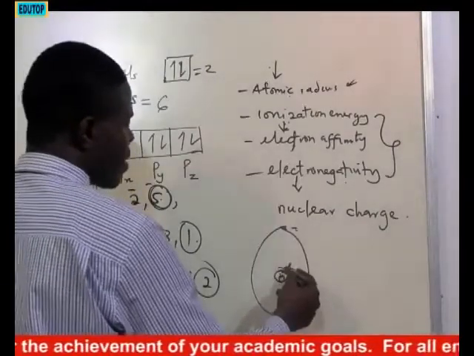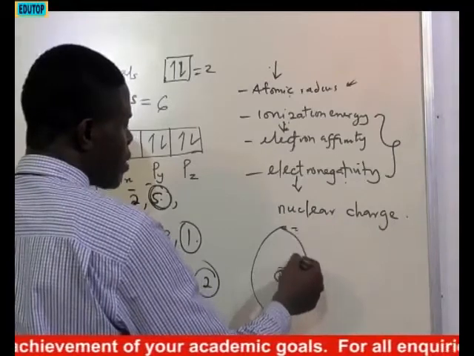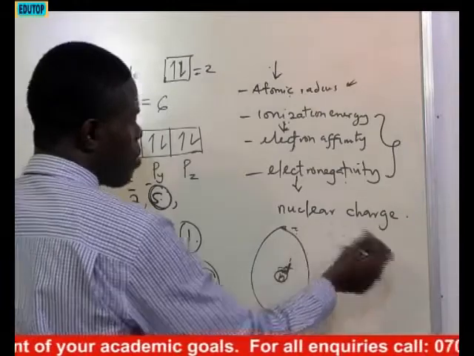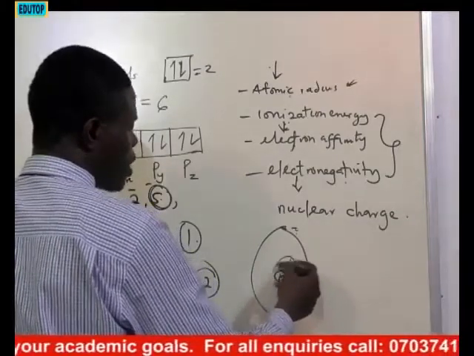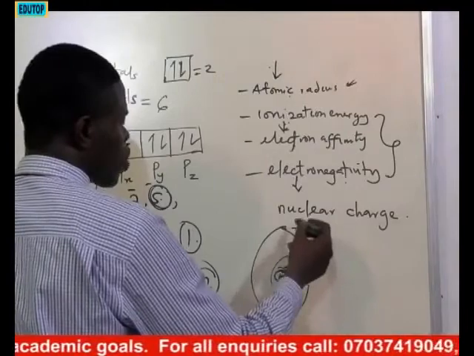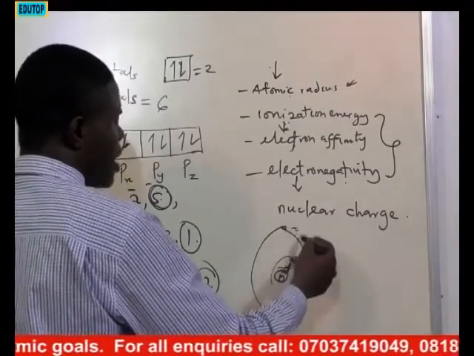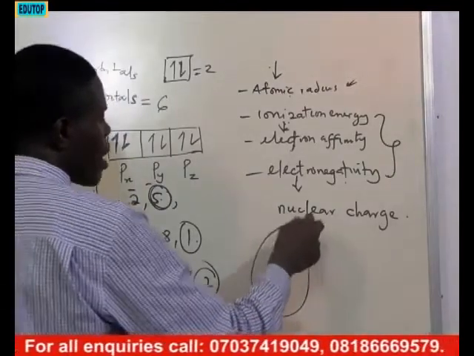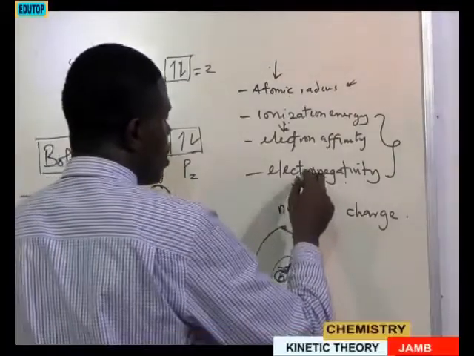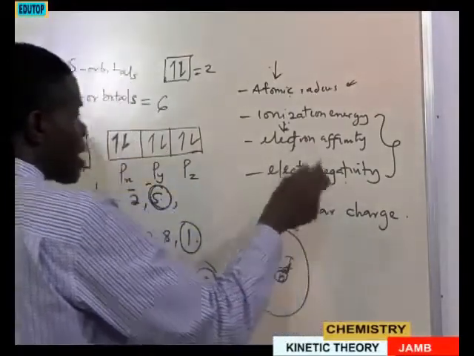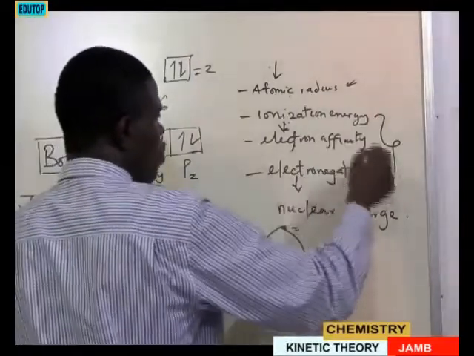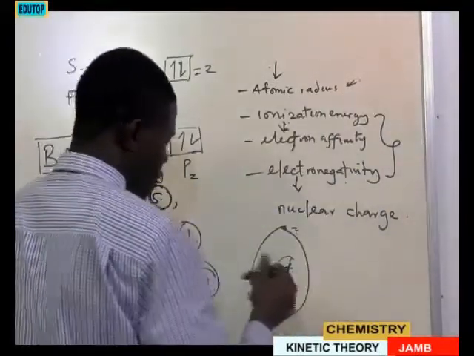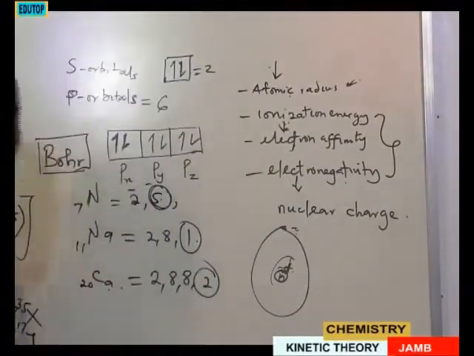So the attraction between the positively charged nucleus and the negatively charged electrons revolving around is what we call the nuclear charge. As the distance between them becomes smaller, the attraction is more. And as the distance between the positively charged nucleus and the negatively charged electron is wider, the attraction becomes less. Take note of that. So what accounts for the decrease or increase across the period is the effect of the nuclear charge.